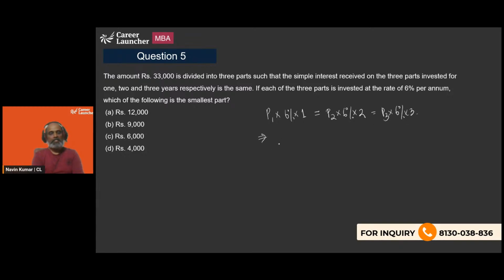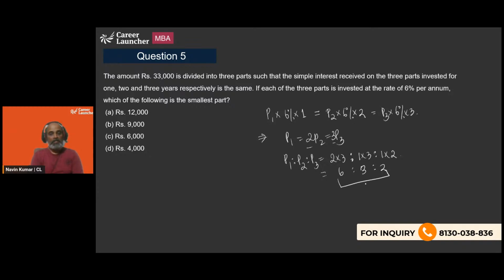So from here, we will see that 6% anyways cancels out. So we will get P1 is equal to 2 P2 is equal to 3 P3. Now, we can calculate the ratio of P1, P2, P3 pretty quick. So P1 is going to be the product of the other 2 coefficients, P2 is going to be the product of the other 2 coefficients, P3 is going to be the product of the other 2 coefficients, which is basically 6:3:2.